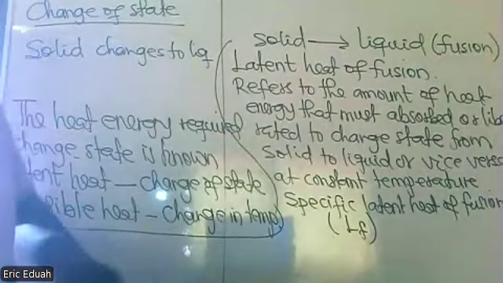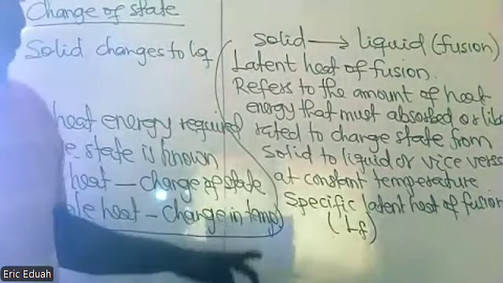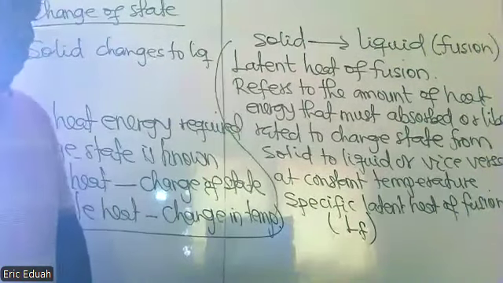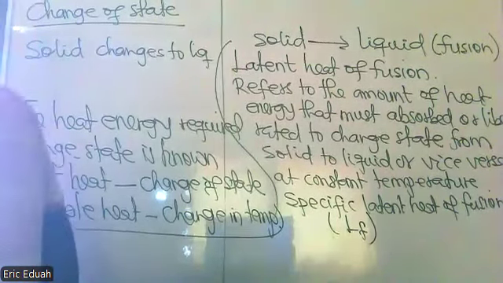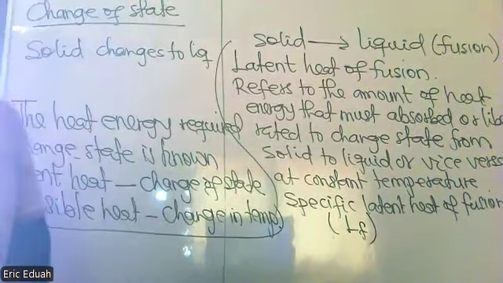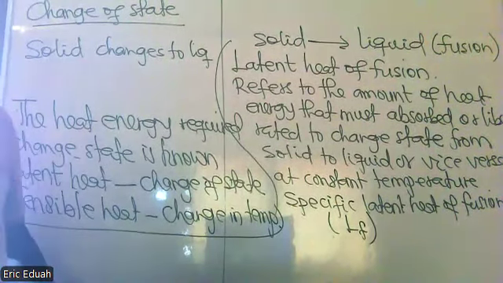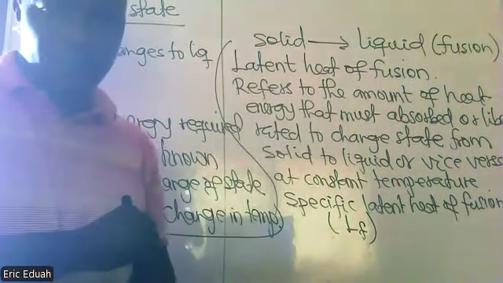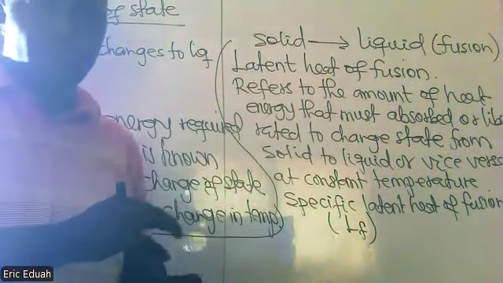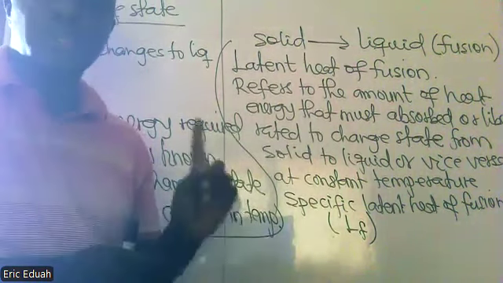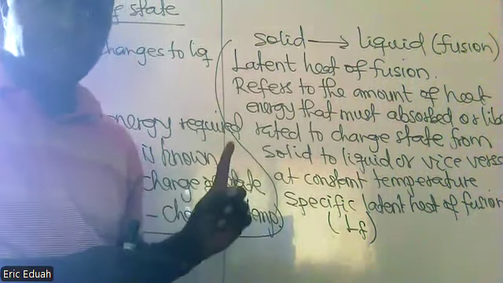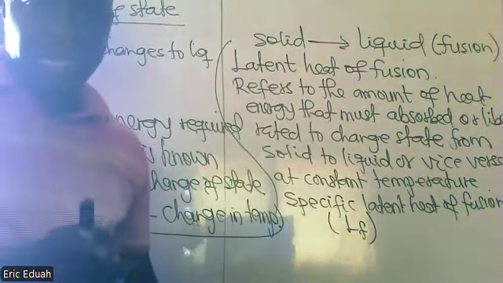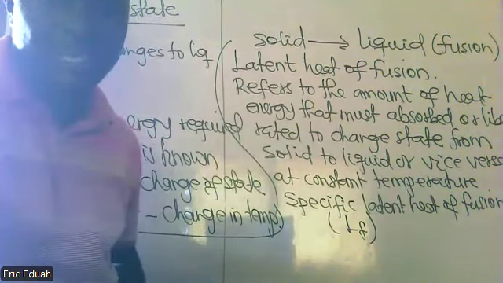Now we define the specific latent heat of fusion as the quantity of heat energy that must be absorbed or liberated, okay, for 1 kilogram mass of a material or substance to change states from solid to liquid at its constant temperature.